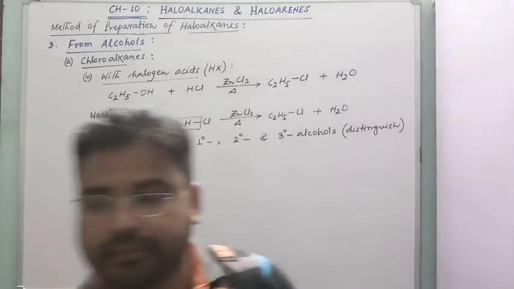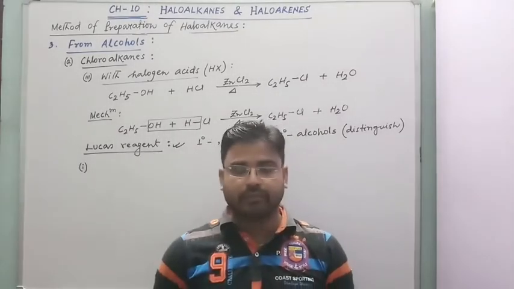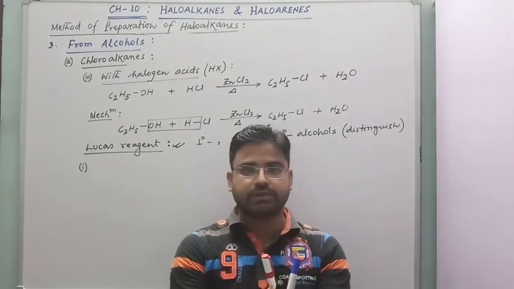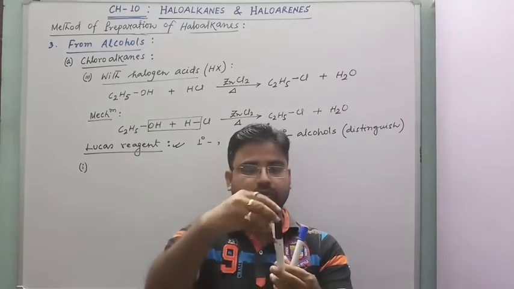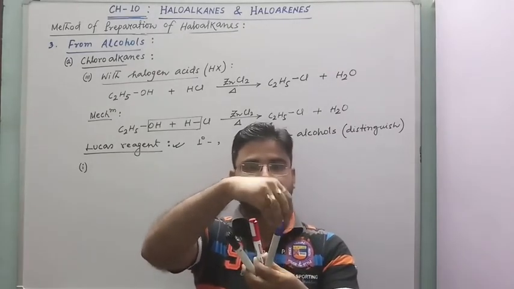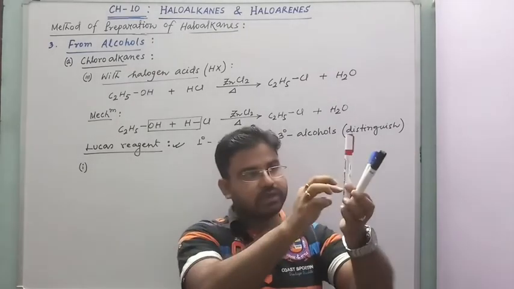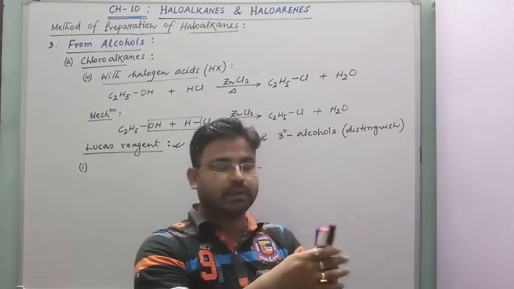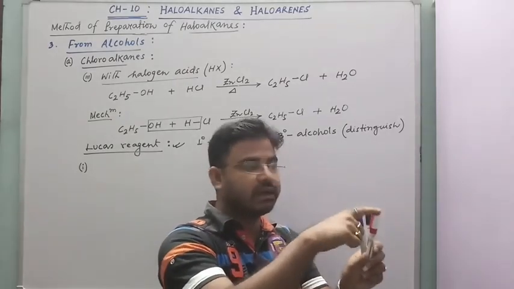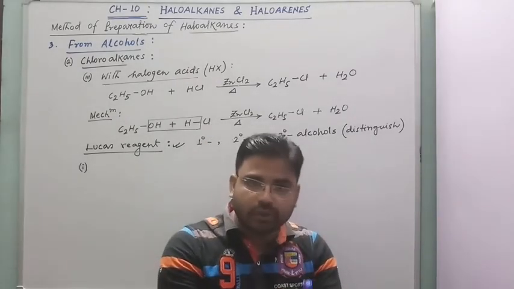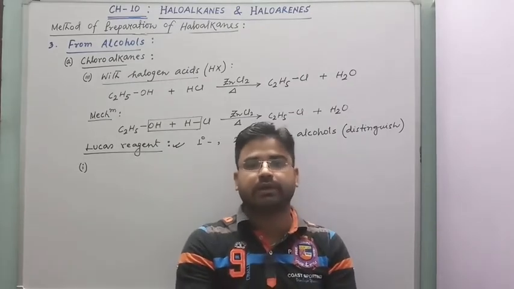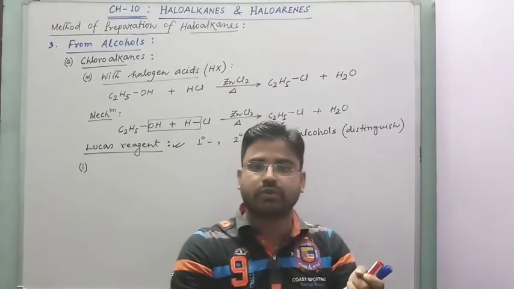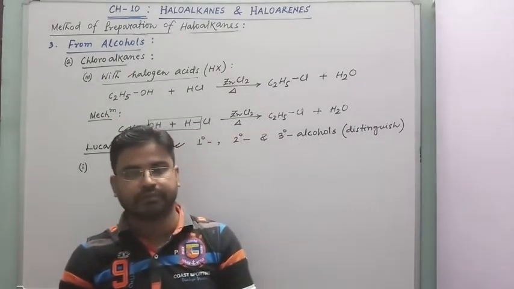Say there are three test tubes. In these three test tubes, one test tube contains primary alcohol, one contains secondary alcohol, one contains tertiary alcohol. So alcohols are colorless. Now we don't know in which test tube primary, secondary and tertiary alcohols are present.